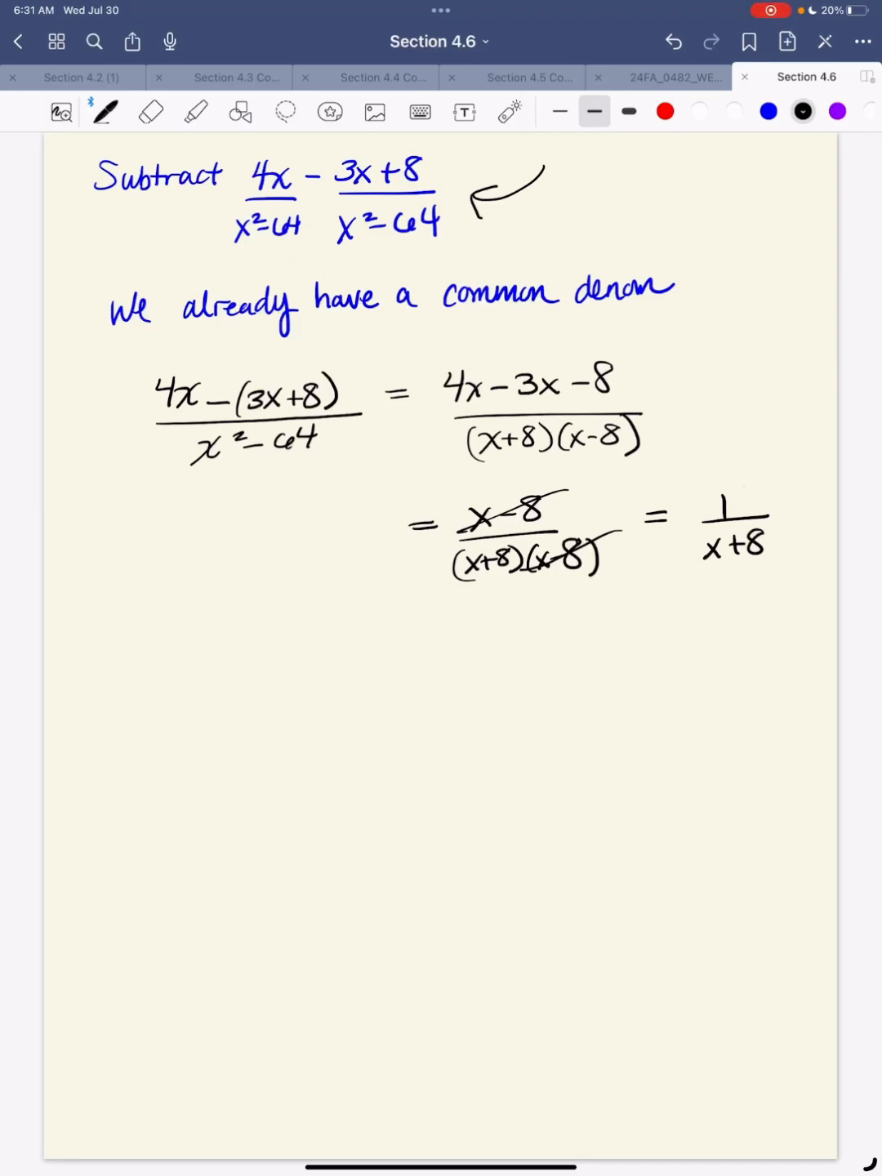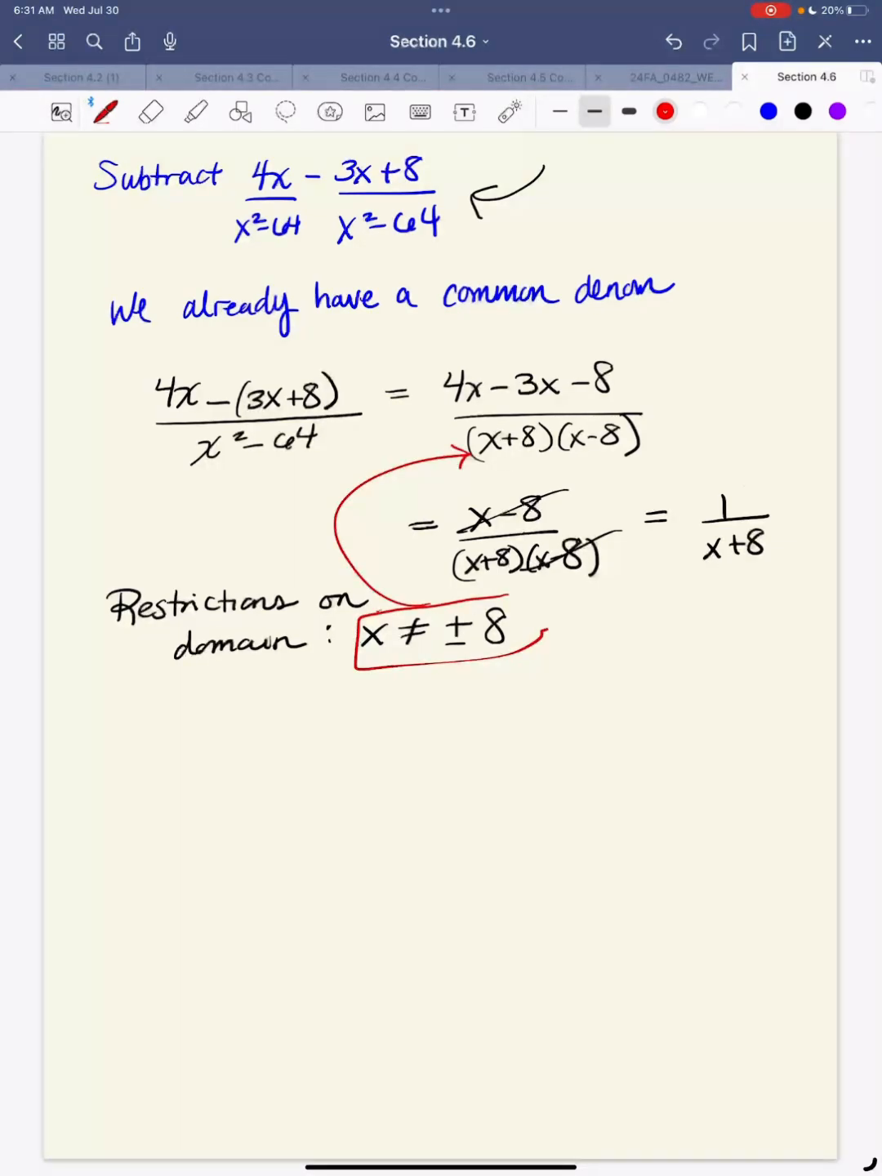Now, as for the restrictions on the domain, we cannot have plus or minus 8 for a value of x. So x cannot equal plus or minus 8, and that's coming from the fact that when we were here or even here, we recognize that a value of x plus or minus 8 would make that denominator 0, therefore undefined.